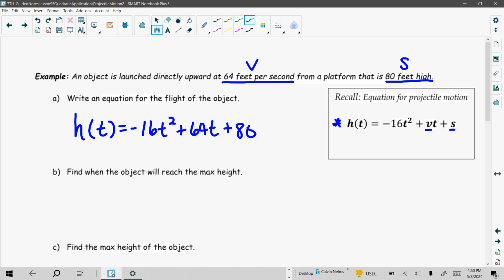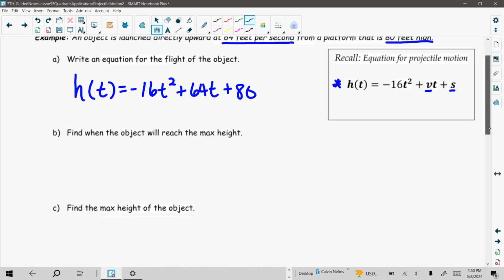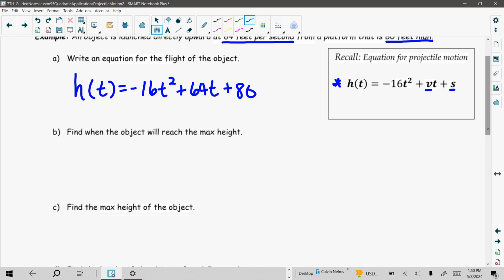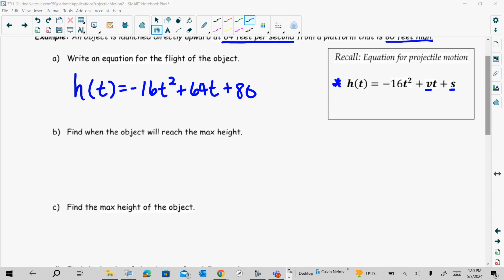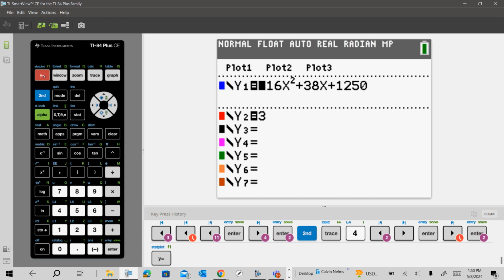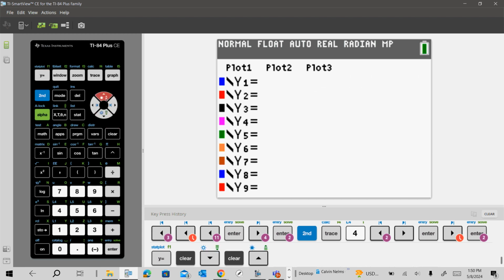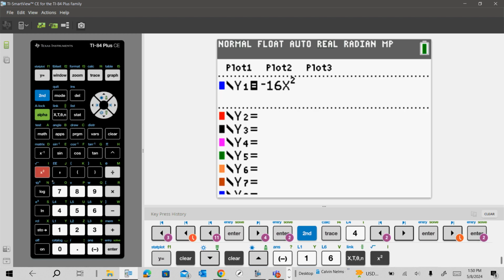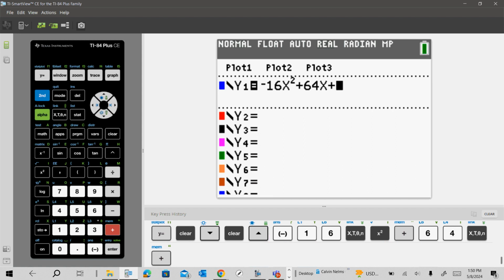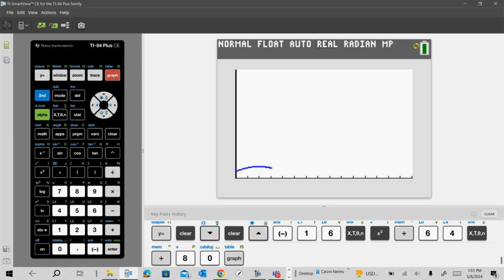All right, so now they want you to use this equation to answer the remaining questions. They want to find the maximum height. Now, in order to do that, we're going to have to use our calculator. Let me clear this one out. I'll clear that second one out too. We're putting in our equation, negative 16x squared plus 64x plus 80, and we're going to hit graph.